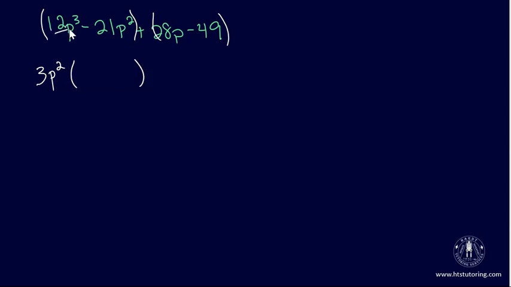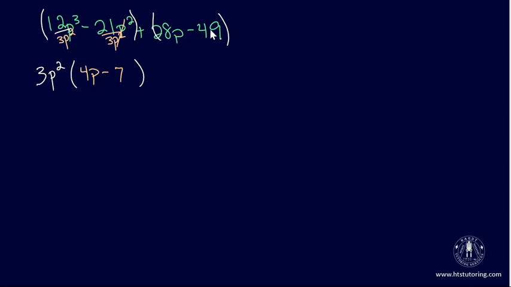If we do that, we're going to divide these by 3p squared. So 12p cubed divided by 3p squared. Well, 12 divided by 3 is 4. P cubed divided by p squared is just a p. And then minus 21 divided by 3 is 7. P squared divided by p squared cancels out. Okay? All right, so there's our first set of parentheses, and we have 3p squared times 4p minus 7.